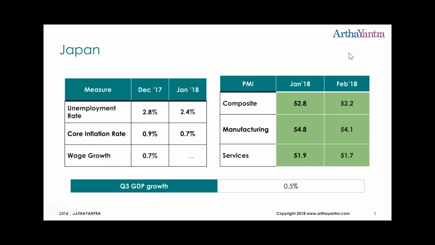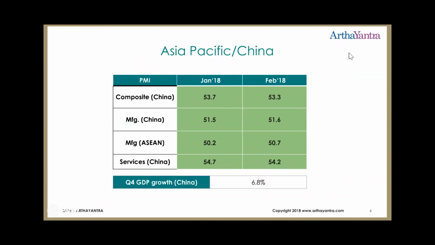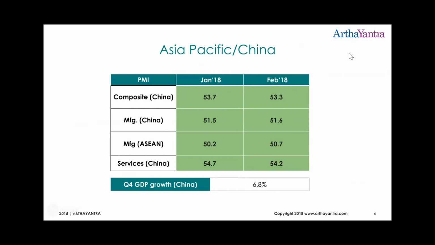So when we look at the Japanese neighborhood, the Asia Pacific region is primarily dominated by the Chinese economy, the world's second largest economy. The Chinese economy had experienced GDP growth of 6.8% in the quarter that ended in December. This was a very similar reading to what the Chinese economy had experienced in the third quarter, that is the quarter that ended in September. In both Q3 and Q4 of the year 2017, the Chinese economy grew by 6.8%, and was the fastest growing economy for that particular quarter.